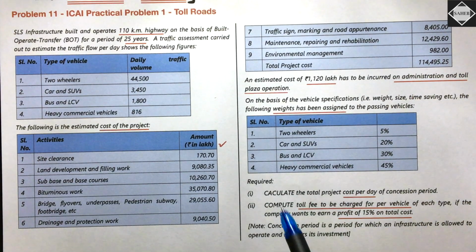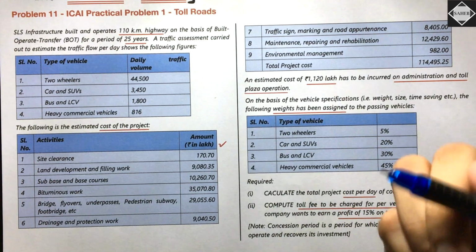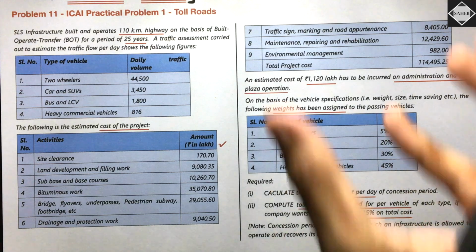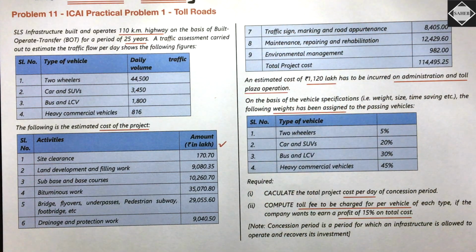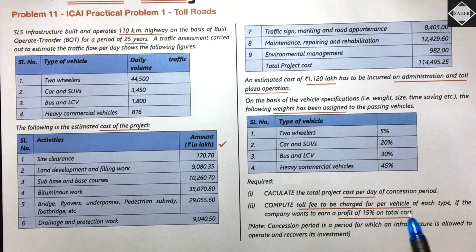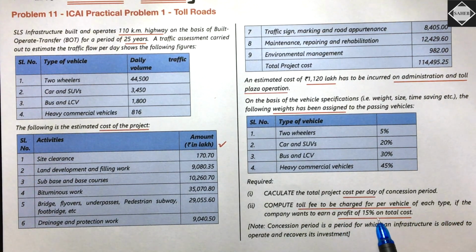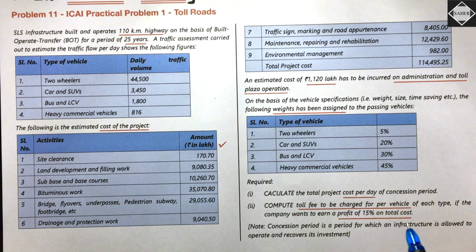It's really simple. Then see here, first requirement: calculate the total project cost per day of concession period. That's the first requirement, which is very simple. We'll just prepare the cost sheet. The second requirement is, see here, compute toll fee to be charged for per vehicle of each type if the company wants to earn a profit of 15% on total cost.